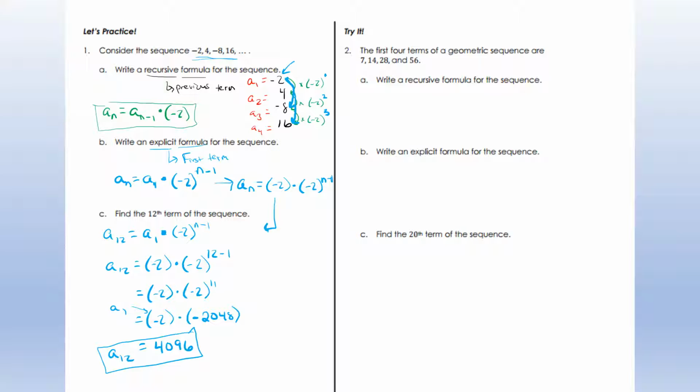All right, so now's your chance to try it. You're given the first 4 terms of a sequence, so you've got 7, 14, 28, 56. You're going to write first a recursive formula, so remember that uses the previous term in the sequence. And then you're going to write the explicit formula, which uses the first term. And then use the explicit formula to find the 20th term in the sequence. So go ahead and pause the video and solve that on your own, and then come back to check your work.